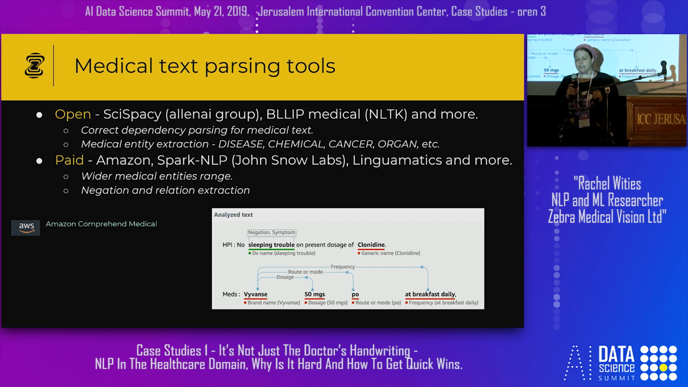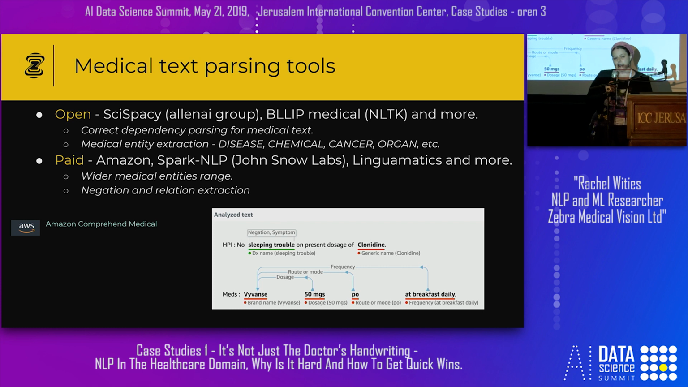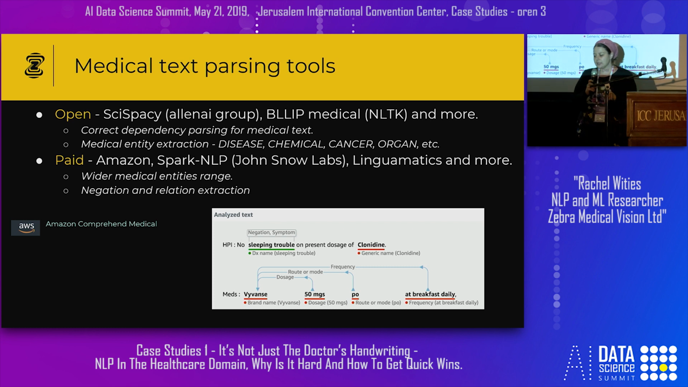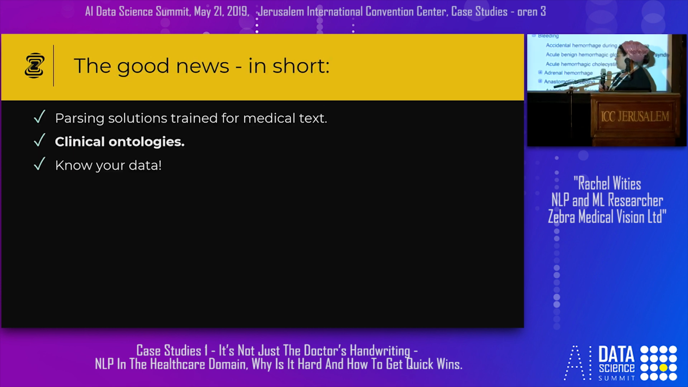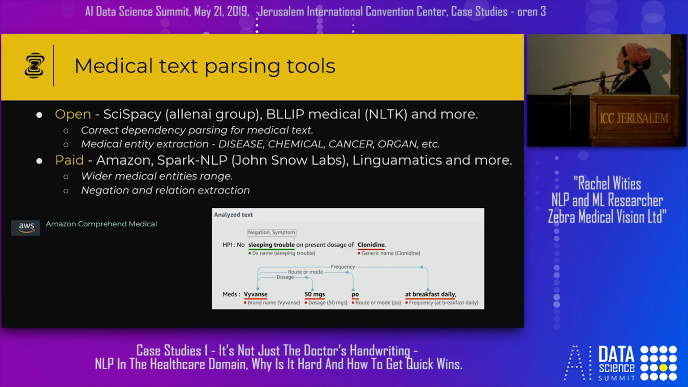What they all can give you is a correct dependency parsing of medical sentences, which we showed before is hard. They can extract medical entities. The regular solutions extract entities like person, organization. These solutions extract entities like disease, chemical, cancer. And the paid solution can also do some nice stuff.